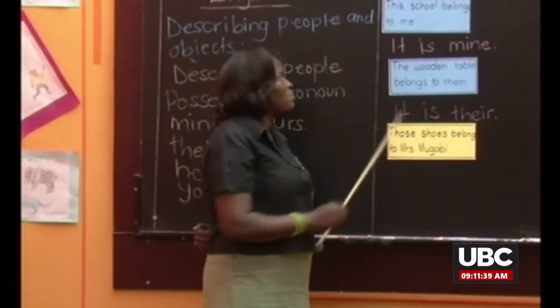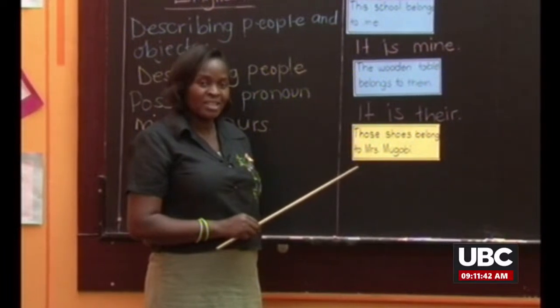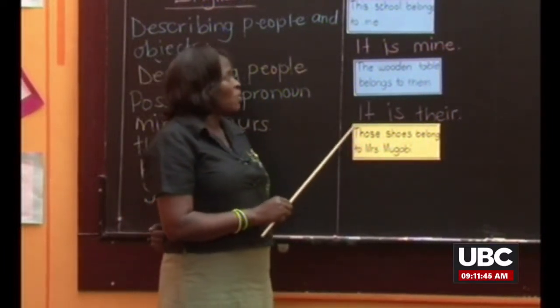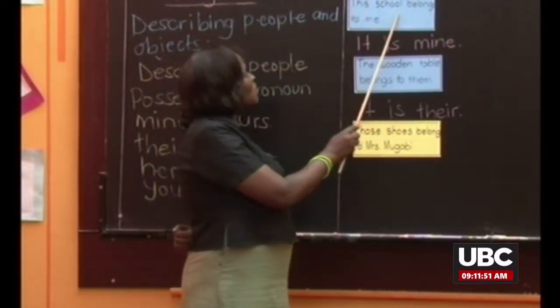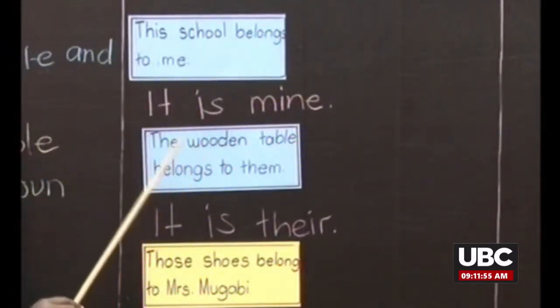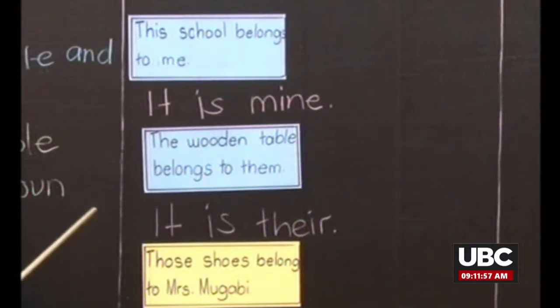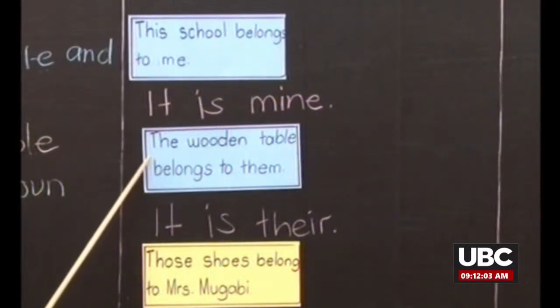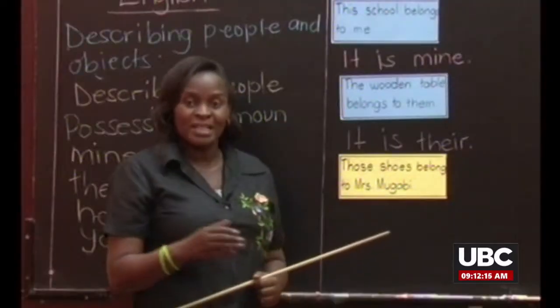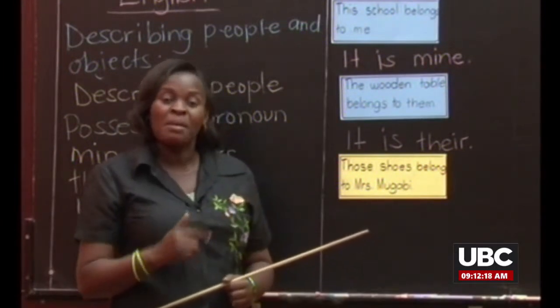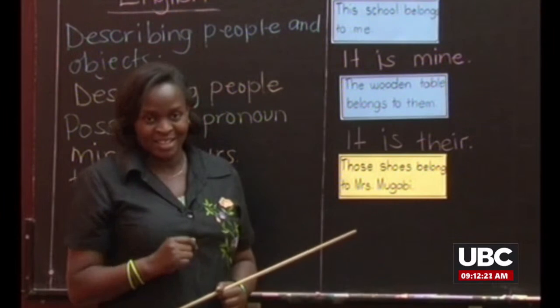Now, we got our simple sentences here. Because we said we are trying to see what belongs to the person, what you possess. Our sentence 1 says, this school belongs to me, which means it is mine. Our next one said, the wooden table belongs to them. For example, there are very many desks here, there, and they are coming from different classes, as you know. You might say, that wooden one belongs to them, so it is theirs.